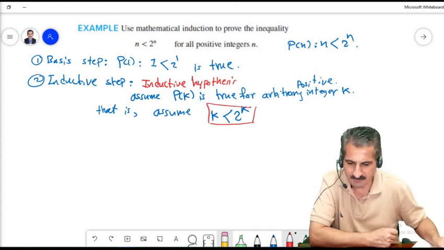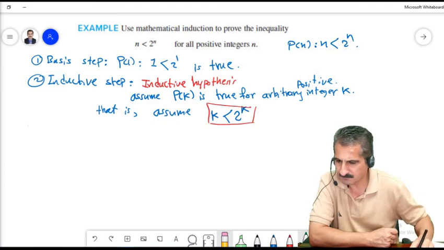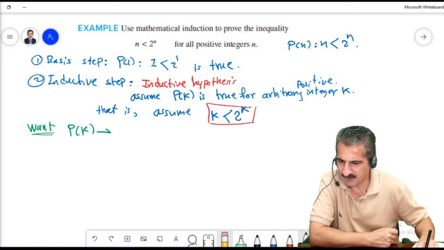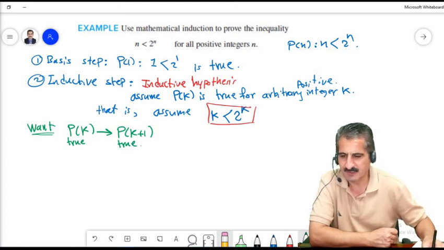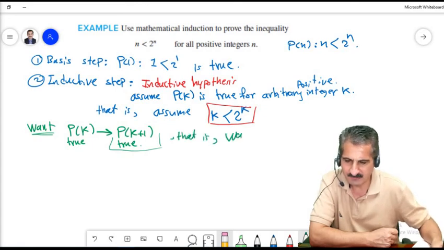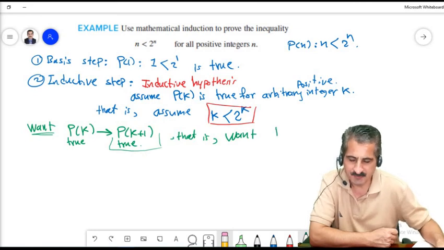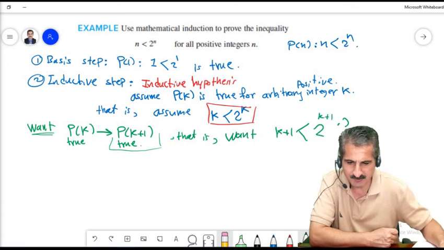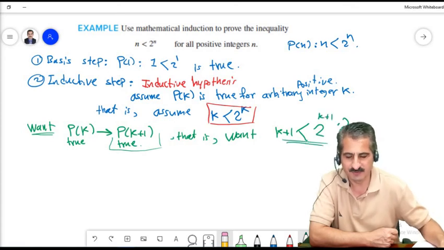Now what we want to show is that the assumption that P of k is true will give that P of k plus 1 is true. So let me confirm this, emphasizing this. Okay, but what does it mean for this to be true? That is, we want P of k plus 1: k plus 1 is less than 2 to the power k plus 1. So this is what we need to prove. Okay, so let's go for it.